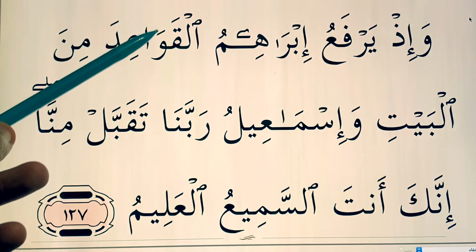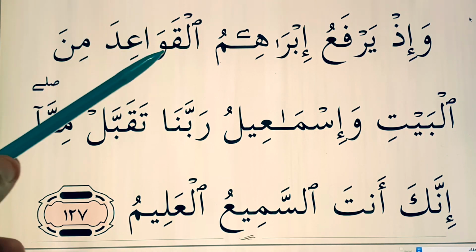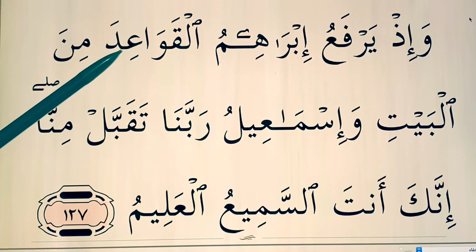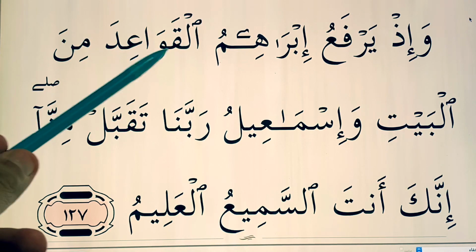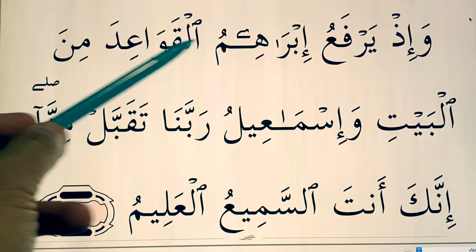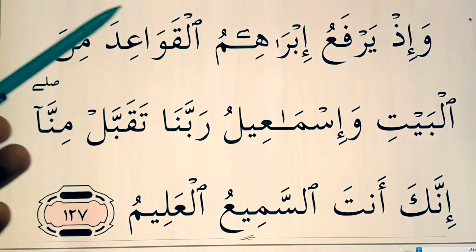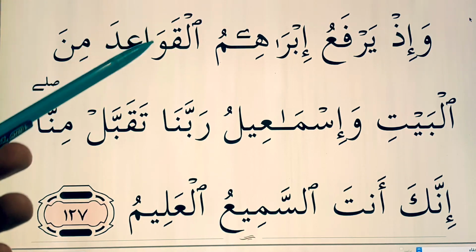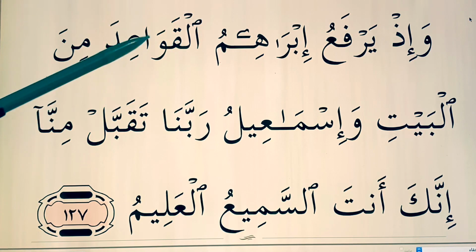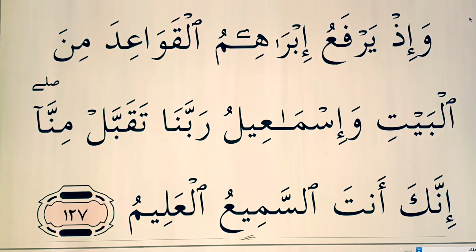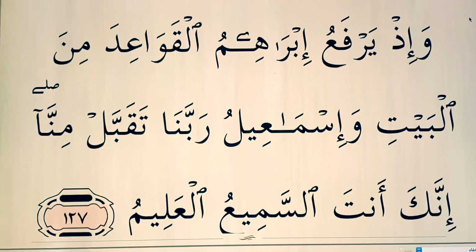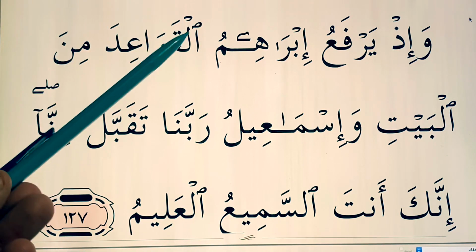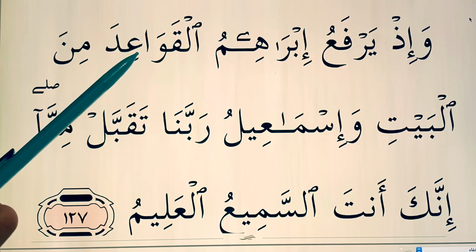إِبْرَاهِيمُ الْقَوَاعِدَ. Al-Qawa'ida. This alif extends the waw, so make sure you say Ibrahimul Qawa'ida, with the slight extension. This is a common mistake I used to find a lot, so I'm just repeating that. Maybe you don't have that problem. Ibrahimul Qawa'ida.